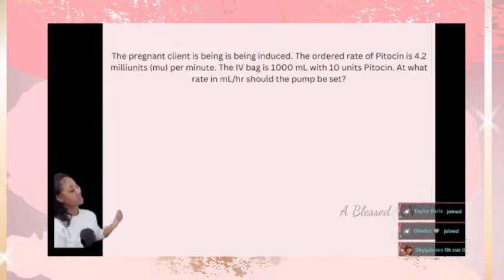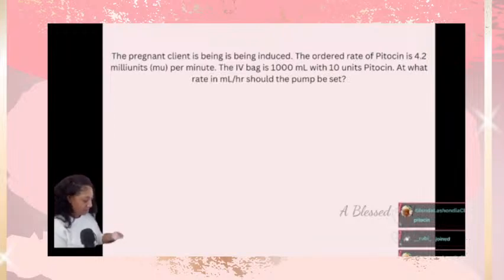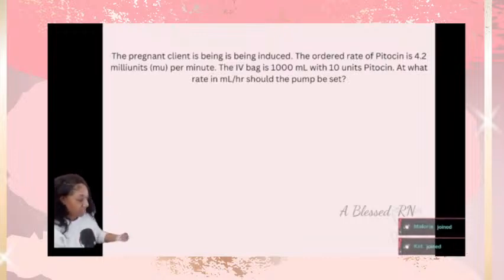All right, Pitocin. This stuff is the devil, but very effective. The pregnant client is being induced. So the ordered rate of Pitocin is 4.2 milliunits per minute. The IV bag is 1,000 mLs with 10 units of Pitocin. At what rate in milliliters per hour should the pump be set? So what is our goal?